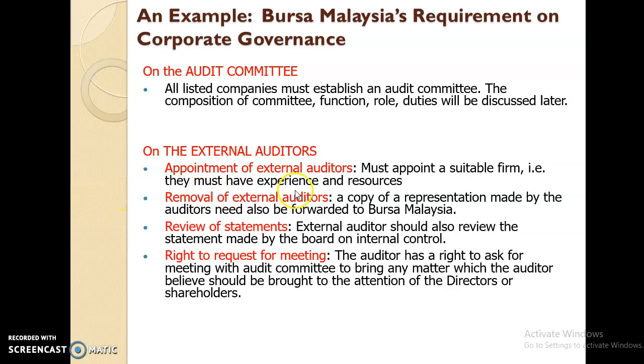Okay, on the external auditors, which concern us, the appointment must be made by the shareholders, but usually through the board of directors. Only if the directors do not appoint any, then the CCM, or Companies Commission of Malaysia, Suruhanjaya Syarikat Malaysia, will intervene and appoint an external auditor for the company. Removal of external auditor.